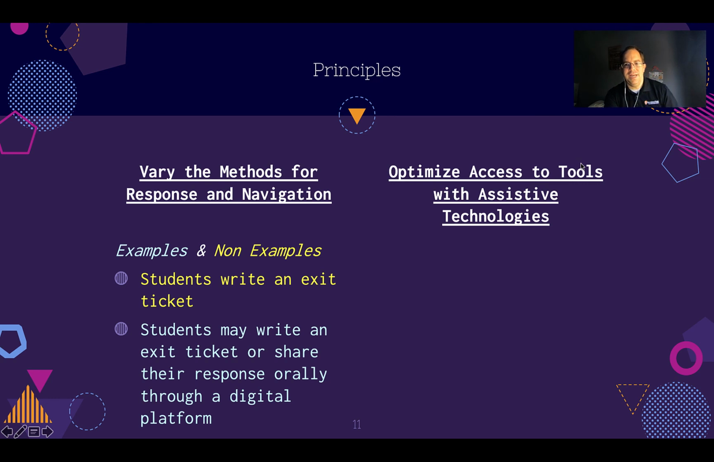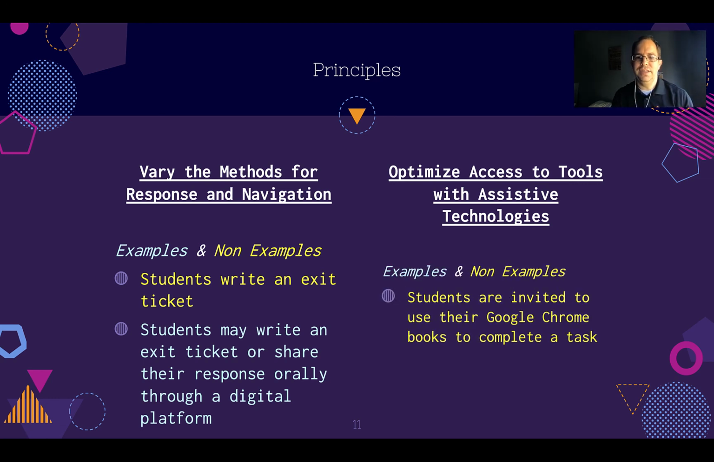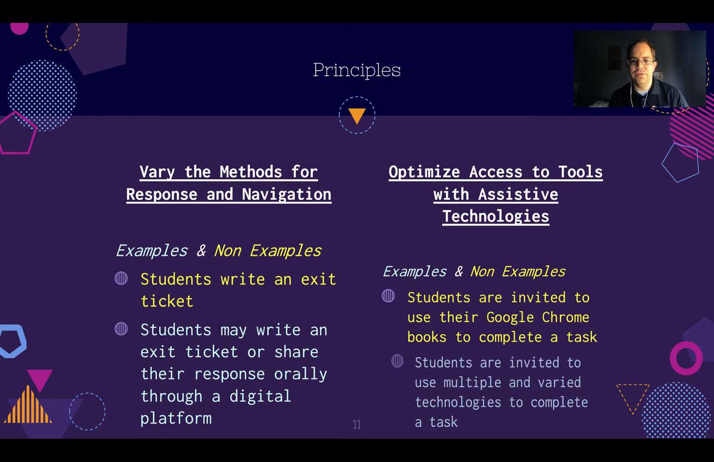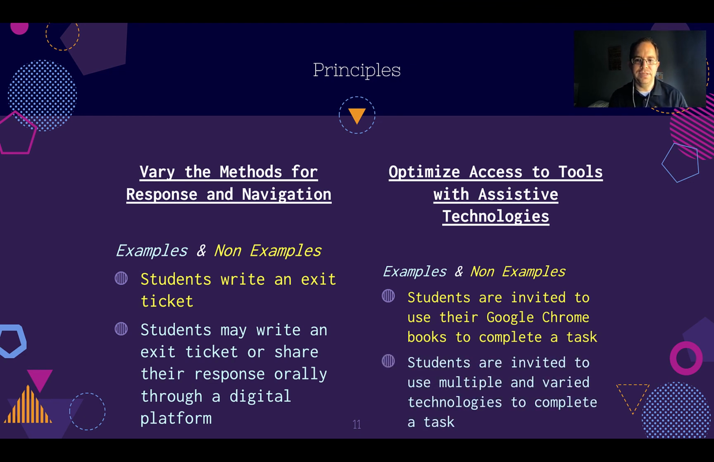Last one, optimize access tools with assistive technology. So again, example, non-example, students are invited to use their Google Chromebooks to complete a task, which you think would be like, wow, that's a great option. But again, it's only one option. Versus students are invited to use multiple and varied technologies to complete a task.